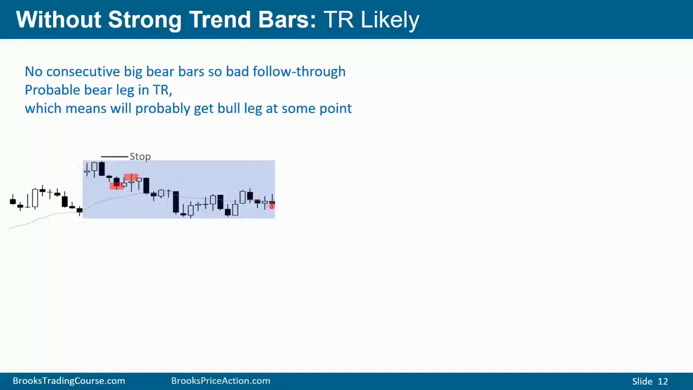Here we're selling off for about 20 bars, but we're not getting consecutive big bear bars. We could get some decent sized bear bars here, here, and here, but look what followed. The follow through is bad, not particularly bearish. So this sell-off is probably a bear leg in what will become a trading range, which means it'll probably be followed by a bull leg.